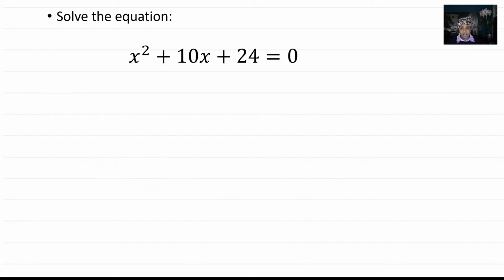Let's do the first example then. We are going to solve quadratic equations. Now I'm going to give you 30 seconds to look at this. Maybe you want to try it first.